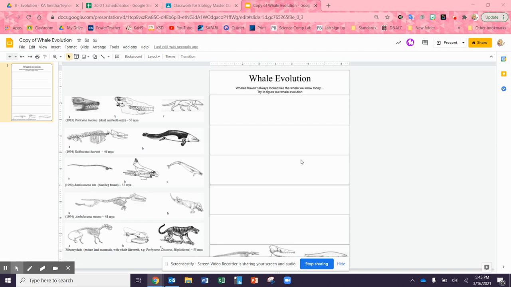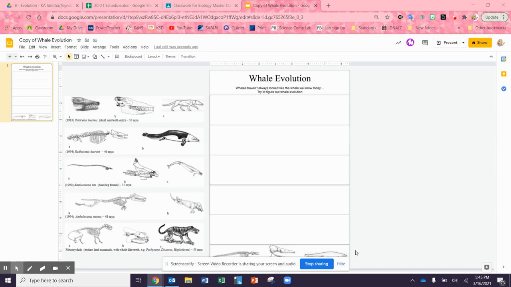Today we're going to look at whale evolution. Humans and whales were on the same path up until mammals. After that, they diverged and different mutations happened, resulting in this type of animal. What I put down here at the very bottom is the whale structure as we know it.